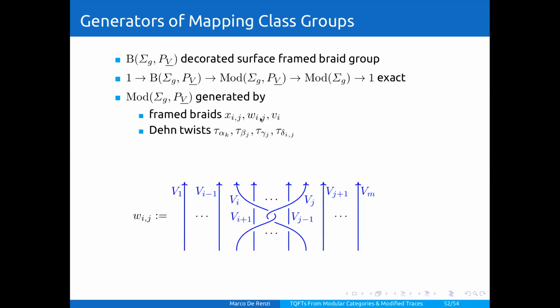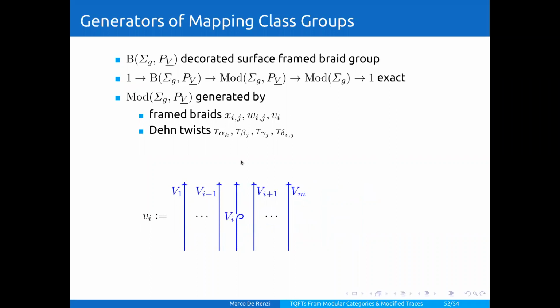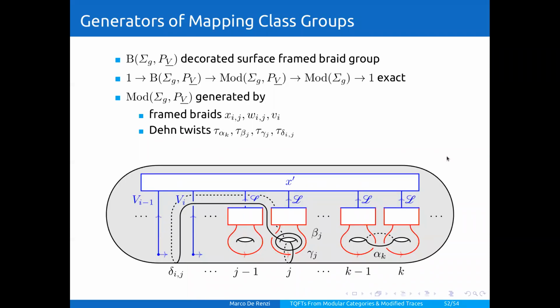Then we have generators W_ij, which do a double braiding and then go back where they belong. We also have a generator V_i, which is just a twist around the ith point. And then we have more generators. Actually all these framed braids can be understood as Dehn twists too, but the remaining Dehn twists are Dehn twists along curves, which I draw in this picture. Maybe what you should remember from this slide is just that this mapping class group has a complicated presentation, with a lot of generators. You have Dehn twists corresponding to all these curves.